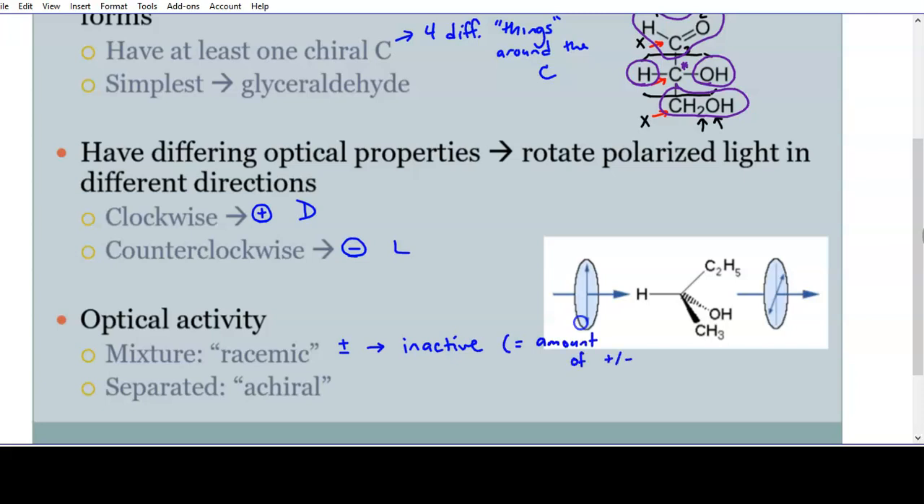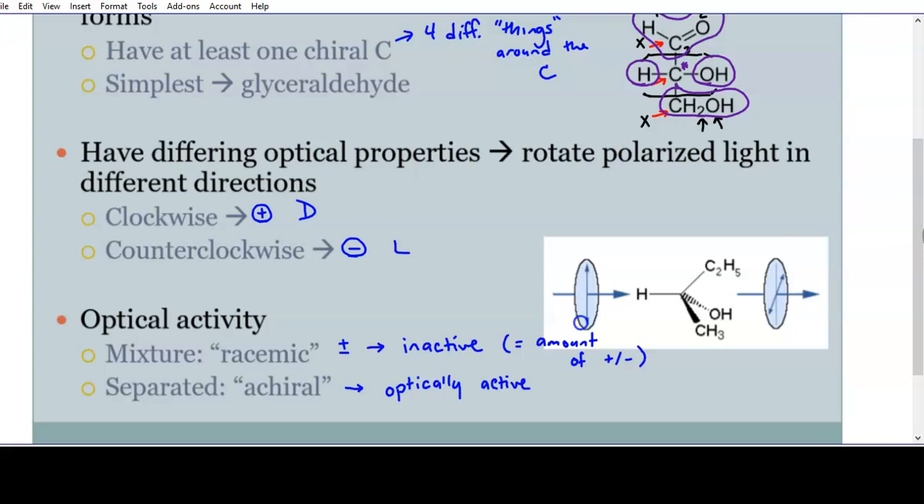of positive and negative. We also have some where they can be separated, and then their optical activity is called achiral. And depending upon which one we're looking at, if it's a D sugar or an L sugar, it's going to be optically active one way or the other. So these are optically active because it's just one type. They are either positive or negative depending upon what we are dealing with and what we have present.